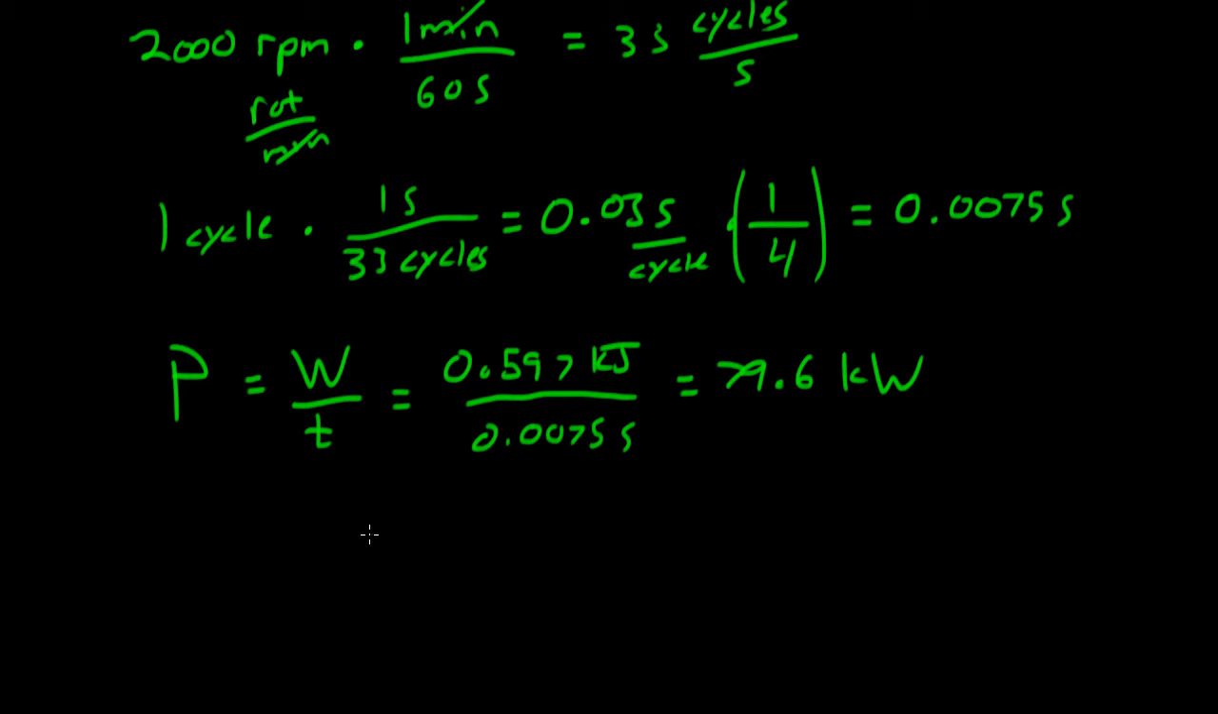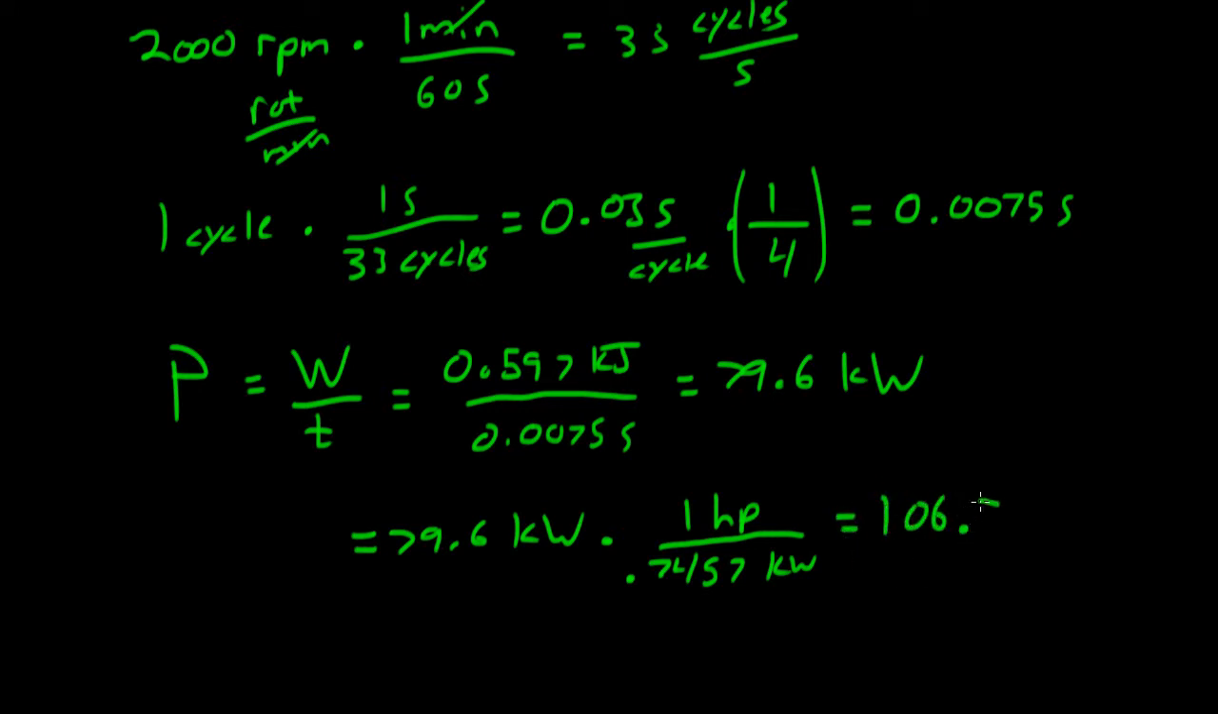We can convert this to horsepower. 79.6 kilowatts times 0.7457 kilowatts per horsepower equals 106.7 horsepower. So that's about a 100 horsepower cylinder. If we had an 8-cylinder engine, we would have a pretty powerful engine, around 800 horsepower.